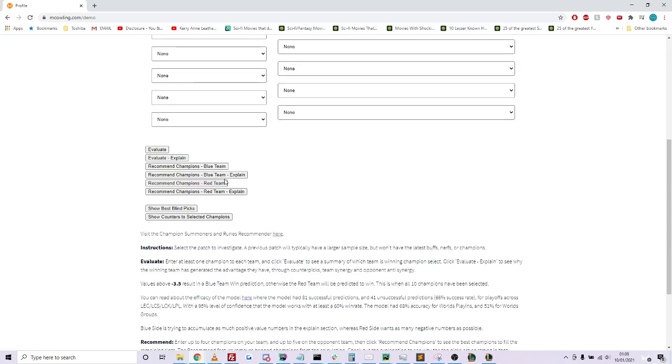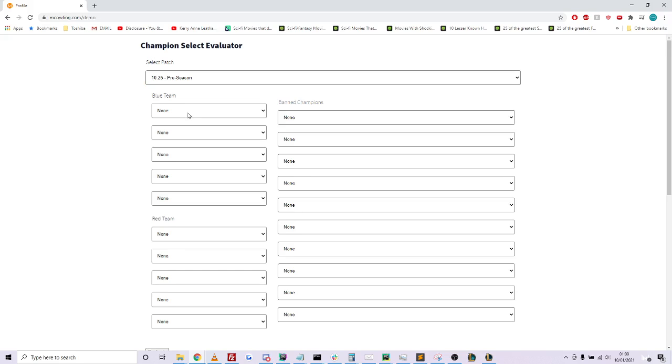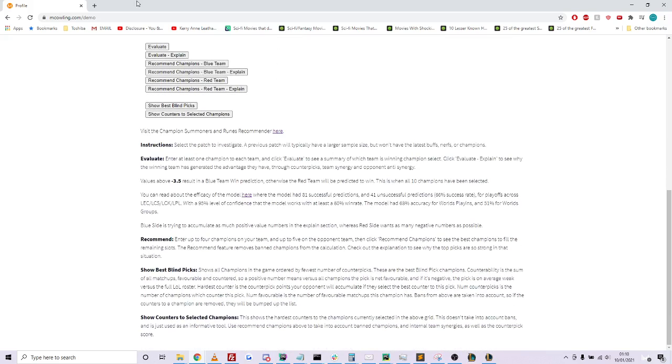So this is a grid where you can select the patch that you want to analyze, enter some champions that are getting picked during champion select, and then you can see, if champion select is finished, with the top two buttons who's won champion select according to the model. And if the champion select is not fully filled and you're picking your champion, then you can click recommend champions and it will give you all of the champions that are recommended to play in that team composition and against the enemy's champions.